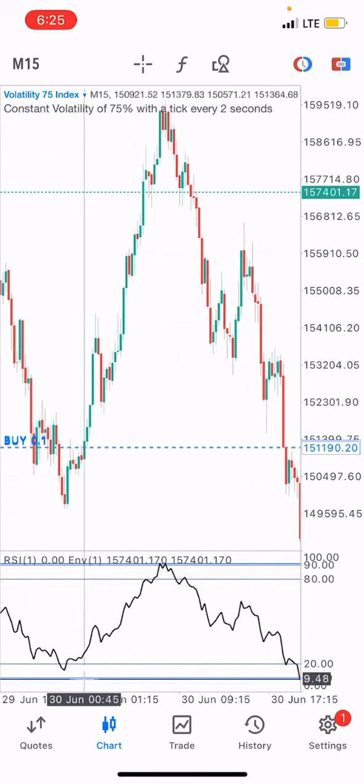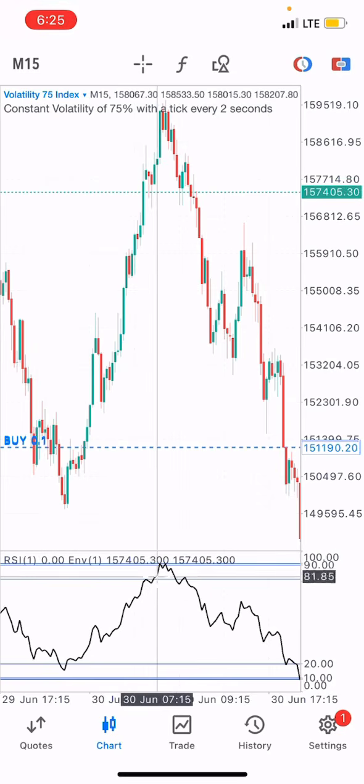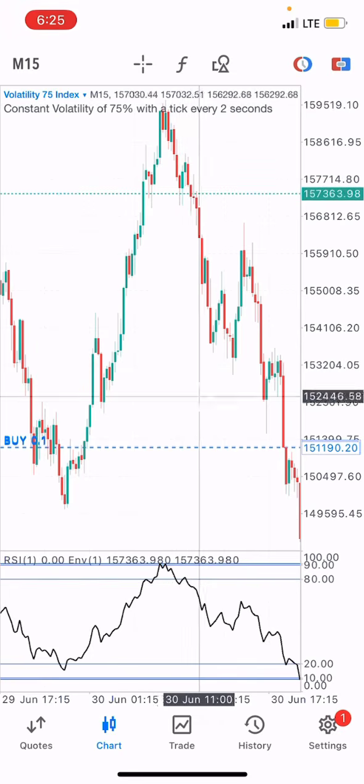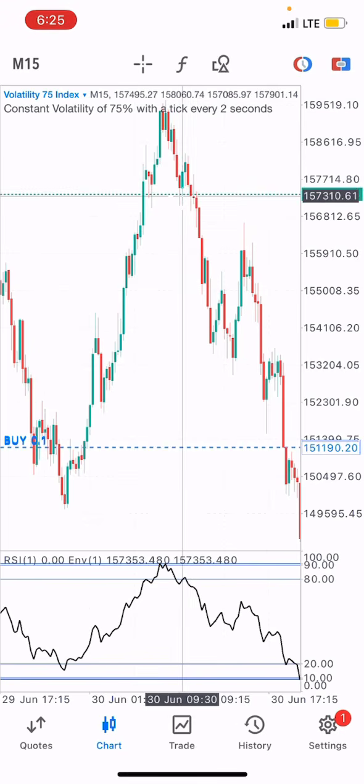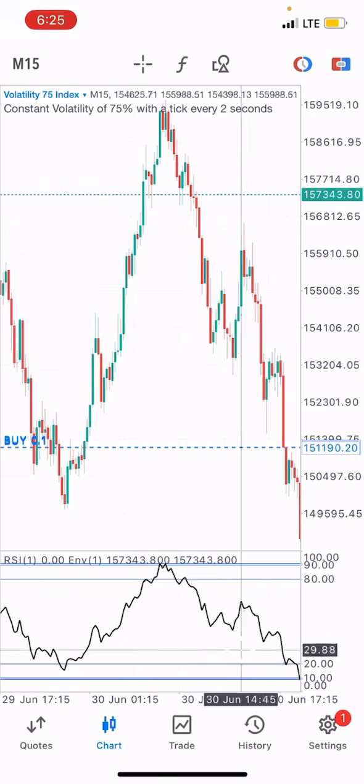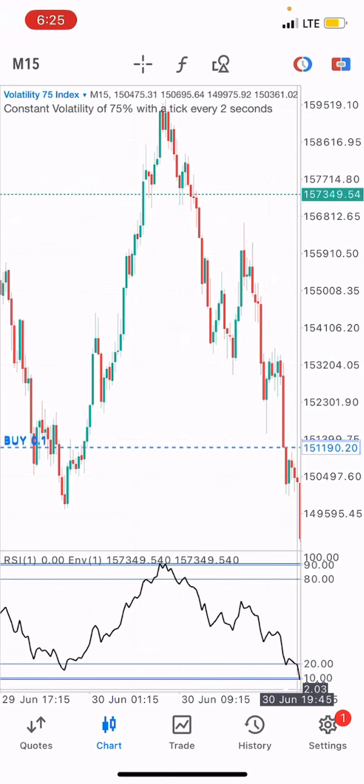The market rode all the way up and reached the 90 level. Then what happened? When it reached the 80 level and crossed it, you enter for the sell. The market might retrace a little bit, but don't worry about that. It's definitely going to drop. So then the market dropped all the way down to the 10 level. So that is basically how the strategy works.